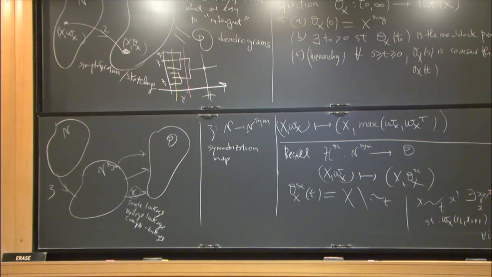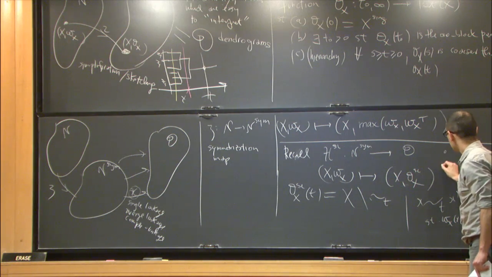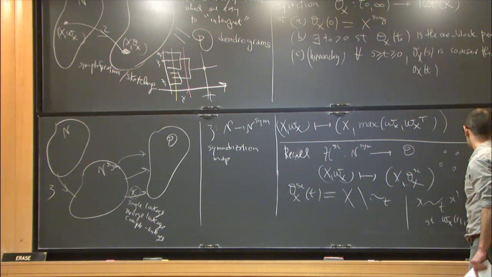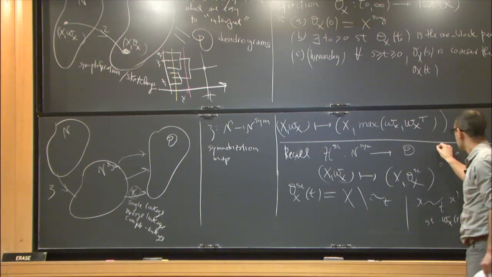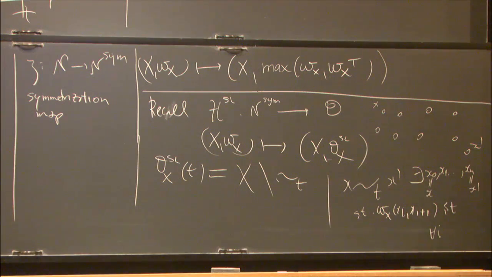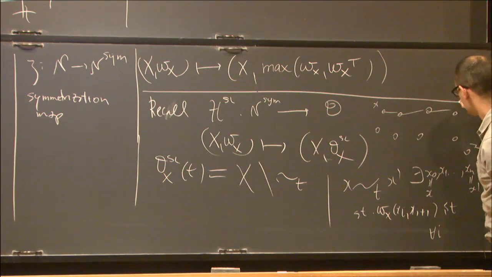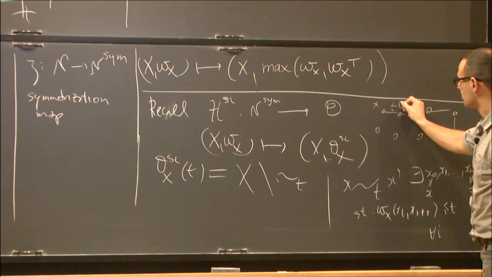Okay, this is a definition for symmetric networks. So what it means is that you have your data, and these two are t equivalent if you can walk from one to the other so that the consecutive jumps are all bounded by t.